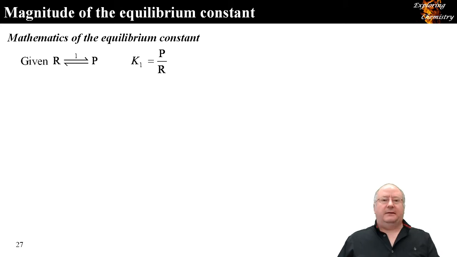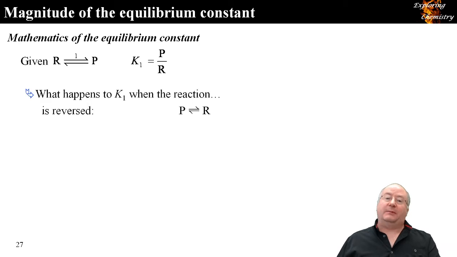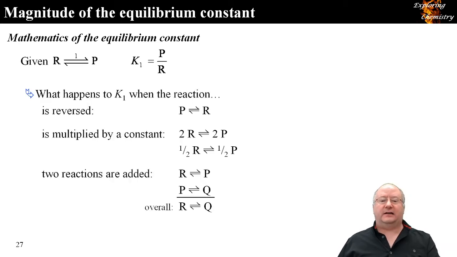Now let's look at mathematics associated with the equilibrium constant. So given the reaction R is in equilibrium with P, we are going to look at a number of different scenarios. I'm going to flip over to the tablet in a few seconds, but this is what we're going to look at and try to get an understanding of how varying the chemical equation affects the equilibrium constant.